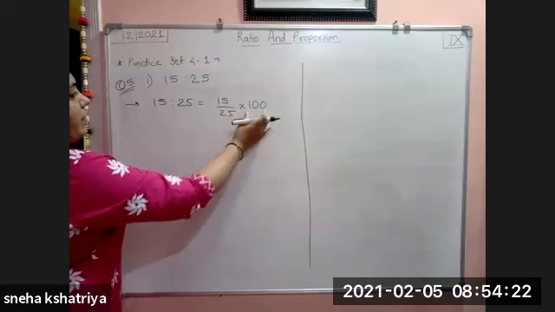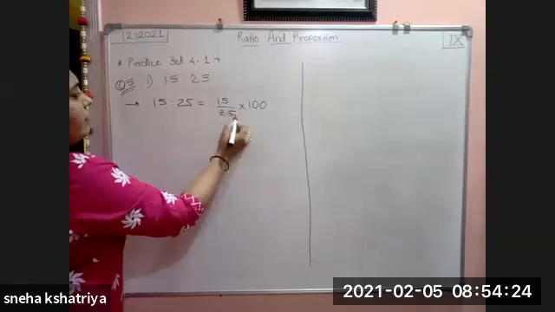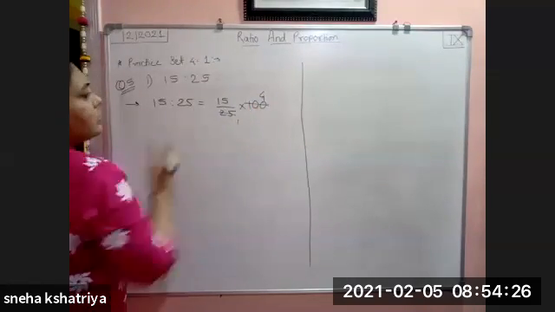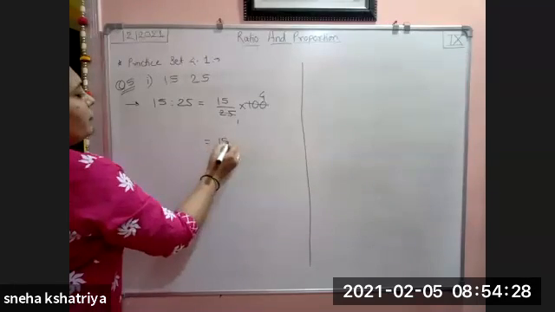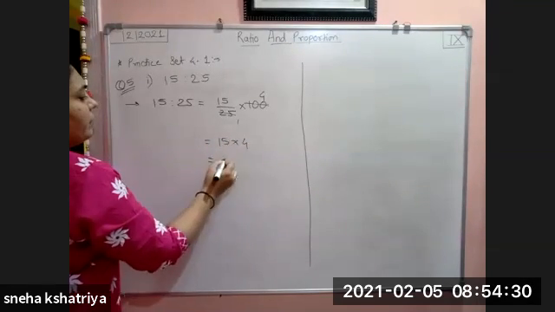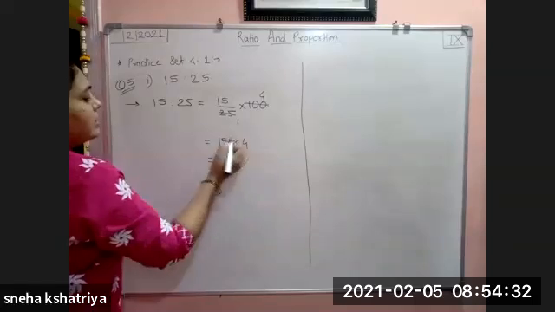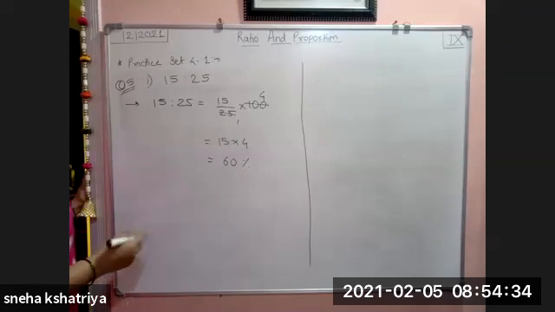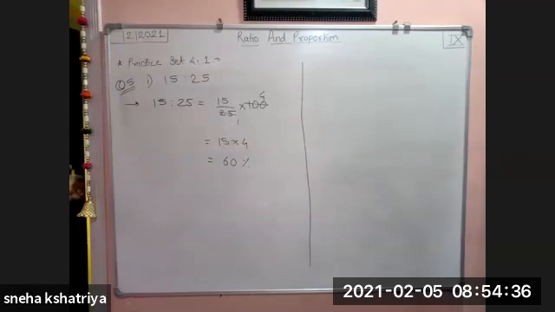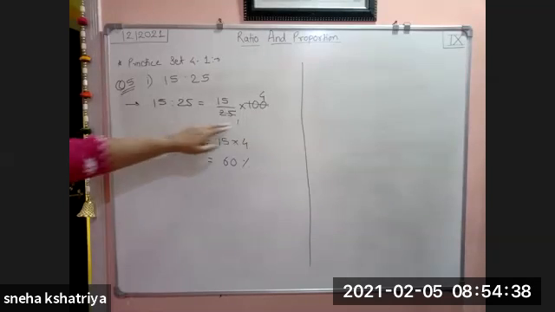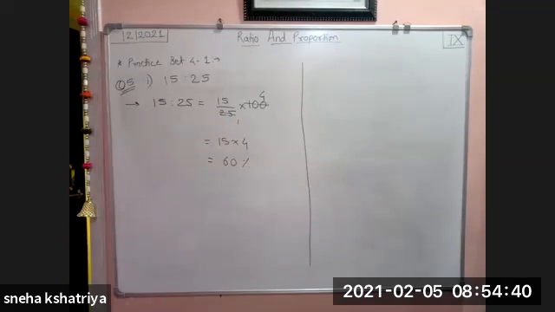Now 25 and 100 can be divided because 25 ones are 25, 25 fours are 100. So what we get? 15 multiplied by 4. 15 fours are 60%. Very simple example it was. Whatever the ratio is given, simply multiply by 100, you will get the percentage.